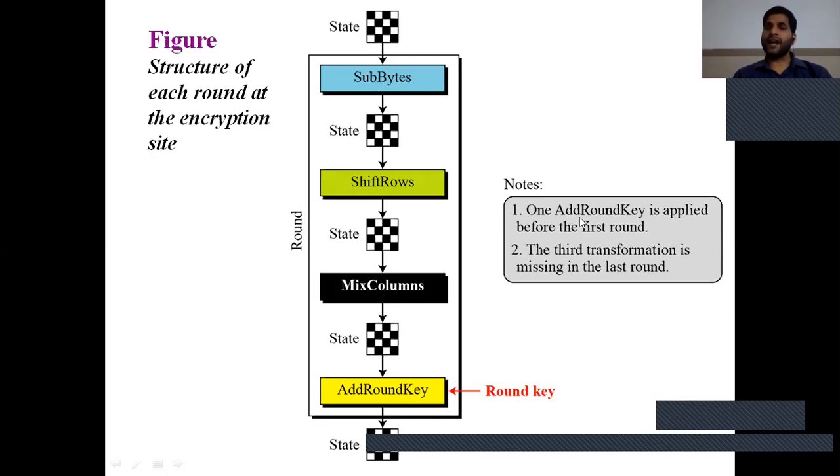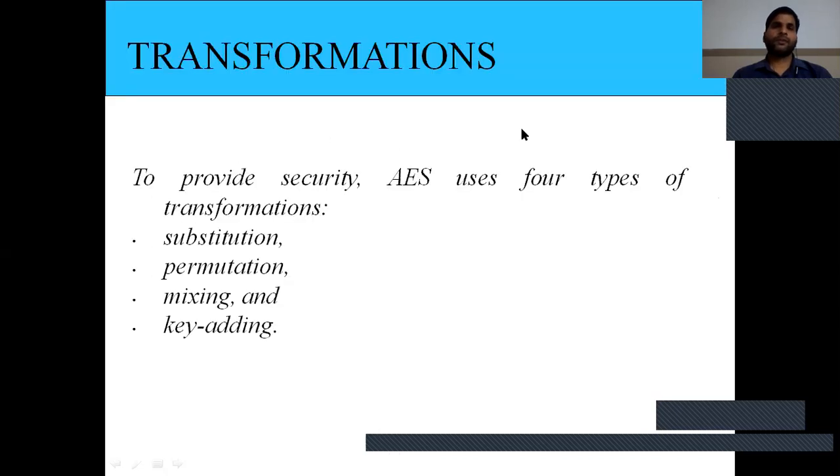One AddRoundKey is applied before the first round. The third transformation, MixColumns, is missing in the last round. To provide security, the Advanced Encryption Standard uses 4 types of transformation: first is substitution, second permutation, third mixing, and fourth is key adding. These 4 operations are performed in each round of the Advanced Encryption Standard.